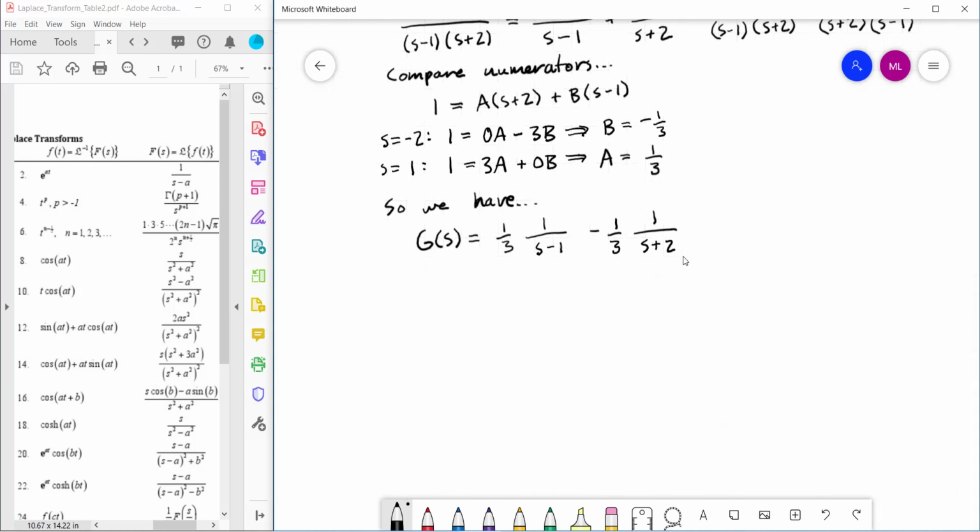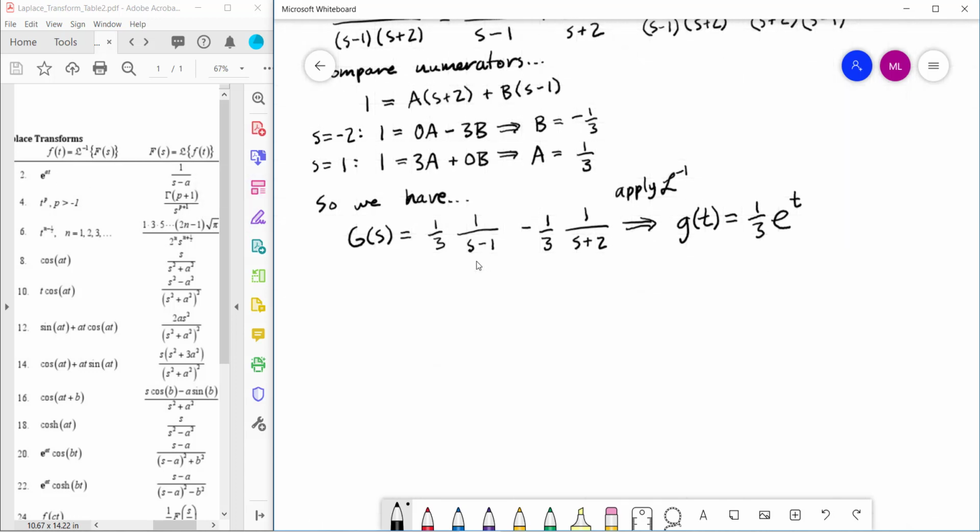And so when we apply our inverse Laplace transform, we're going to get that g of t is equal to 1/3. This first one is e to the t, right? Because our value of a is 1, so we just get e to the 1 times t. And then for the second one, it's -1/3 e to the -2t, because again, for this one to work, a would have to be -2 to match these up.